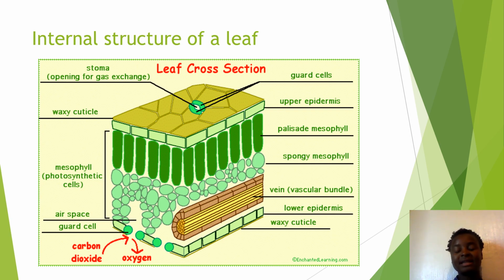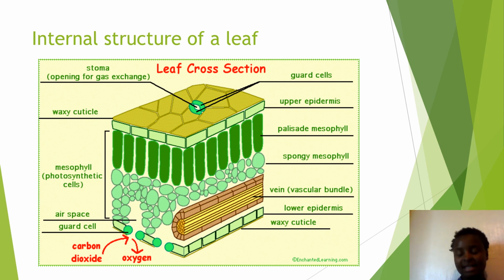Spongy mesophyll means that it has air spaces in between, and these air spaces allow gases to diffuse easily. Remember, we said carbon dioxide is of necessity during photosynthesis, so it's the one that comes in, right? And oxygen is produced as a byproduct. It's the one that goes out, right? So that's why the spongy mesophyll is very important.